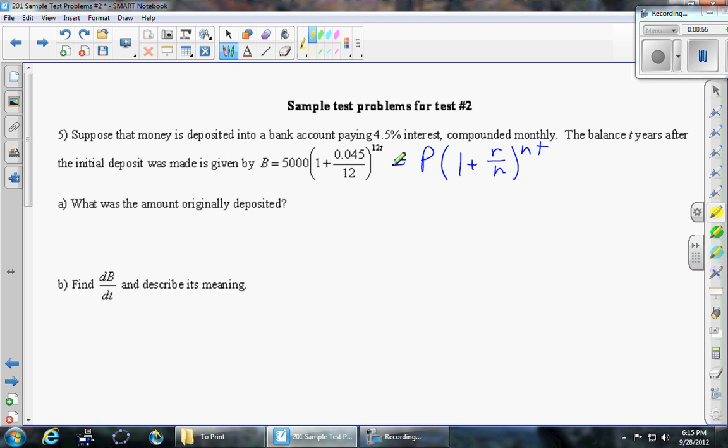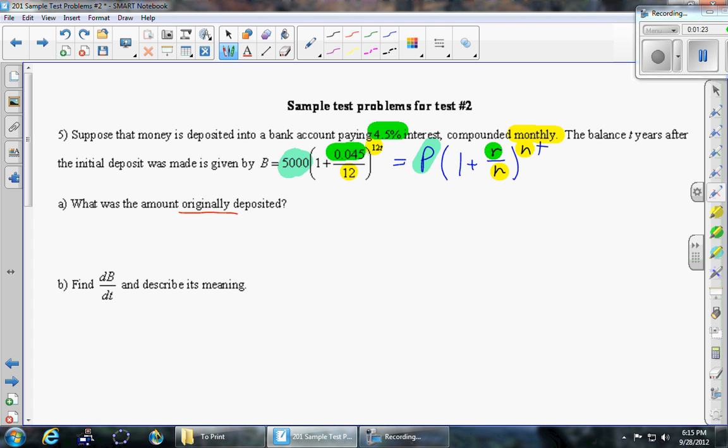That's why, since the money is compounded monthly, there's a 12 where the n's are. It's the number of times interest is compounded each year. You can see the 4.5%, that's the value of r, as a decimal. And then P is the number sitting here in front, 5,000. So if you happen to know the formula, then you know P stands for principal, and the answer is $5,000. But if you don't know that formula, what do you do?